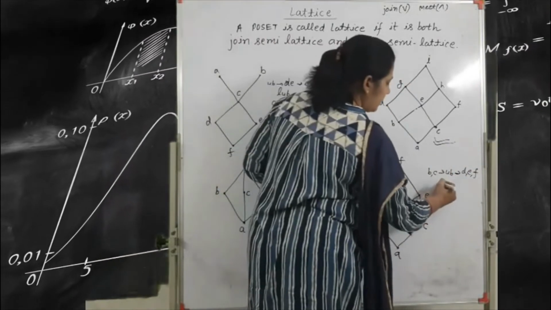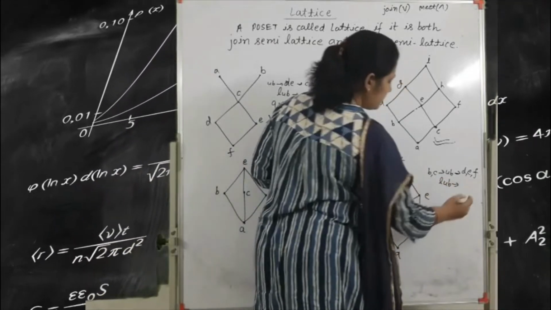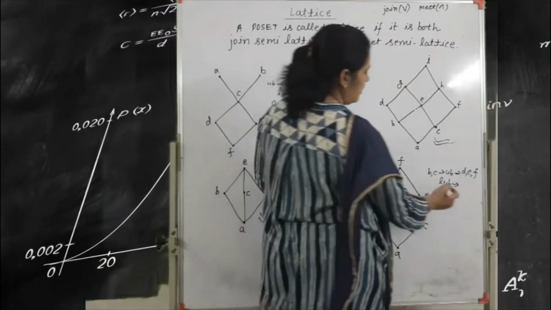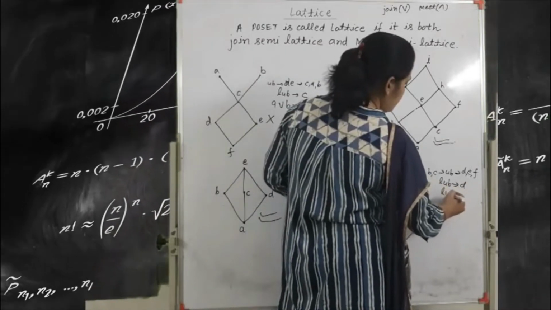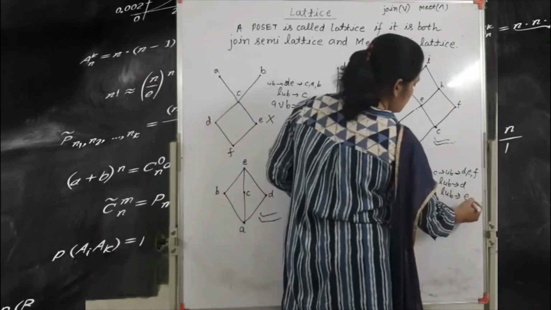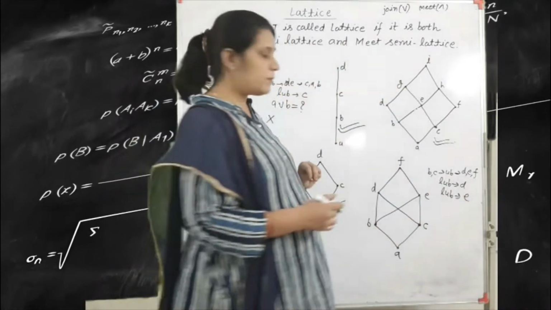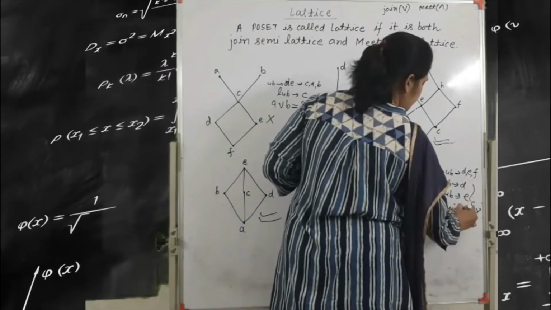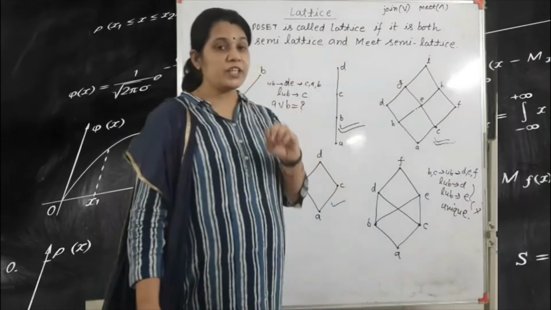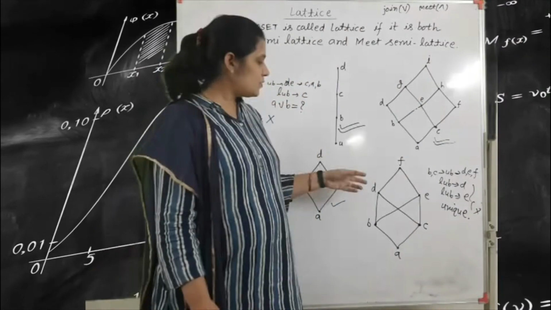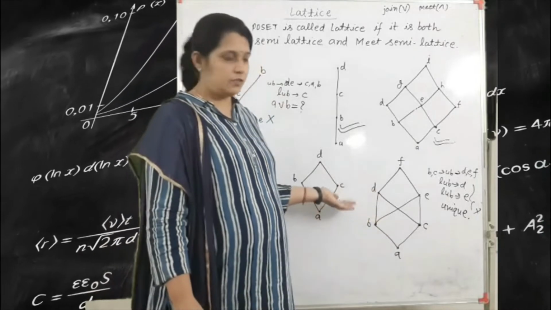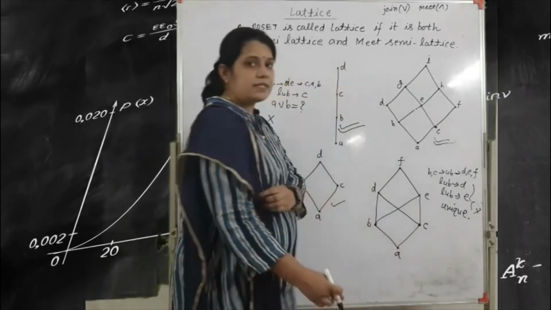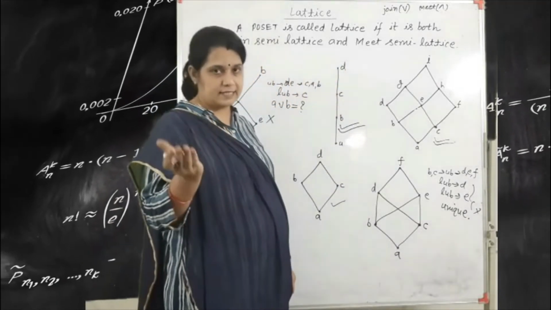Okay, but from the upper bounds, we find the least upper bound. So what is the least upper bound of B and C? Here D. And the least upper bound of B and C is also here E. So we have two least upper bounds. This is not valid, because we need a unique least upper bound and a unique greatest lower bound. Next we find the lower bound. For B and C, we have the single bottom A. That means this is the greatest lower bound.